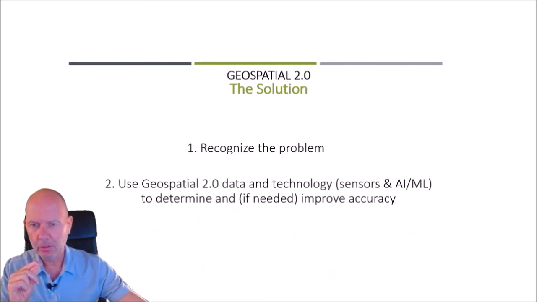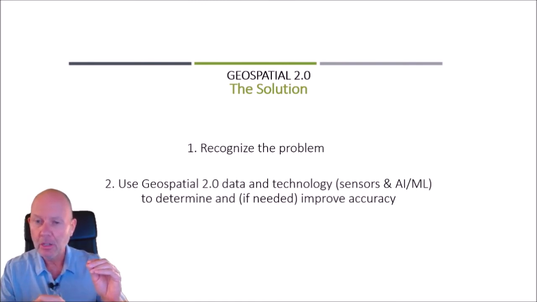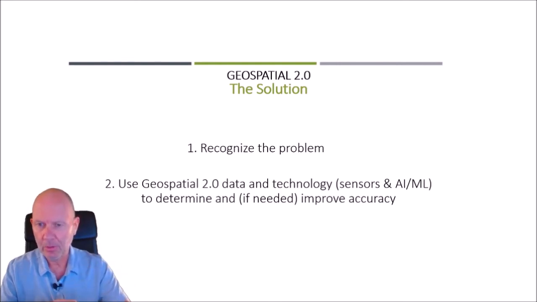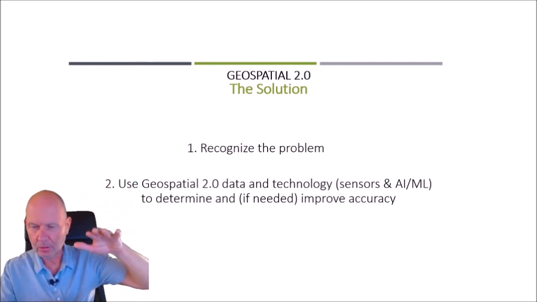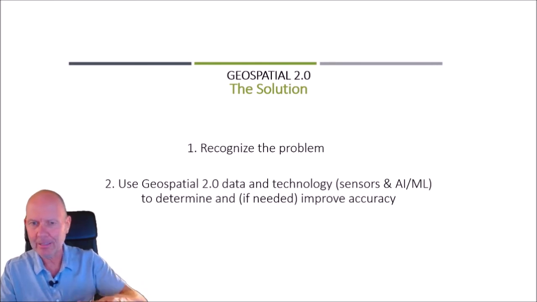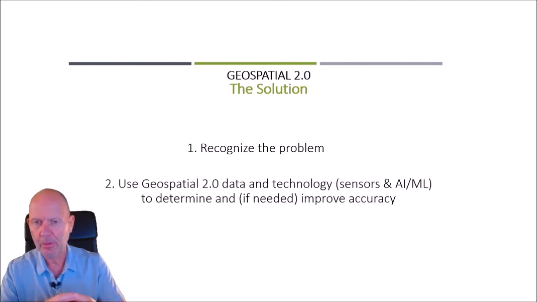The second part of the solution is to use Geospatial 2.0 data and technology, that is highly accurate sensors and artificial intelligence and machine learning, to determine not only the accuracy of the data, but to improve it if it needs to be improved. So we have a perfect situation here where we can use modern technologies, and this is sensors from space to aerial to drones to terrestrial, highly sensitive, highly accurate sensors with automated processes that artificial intelligence and machine learning can use to process that data.